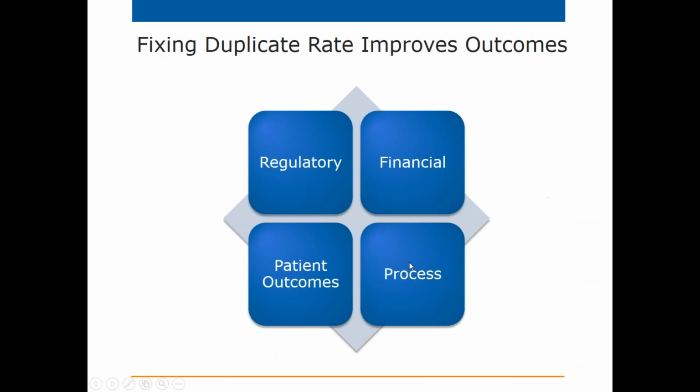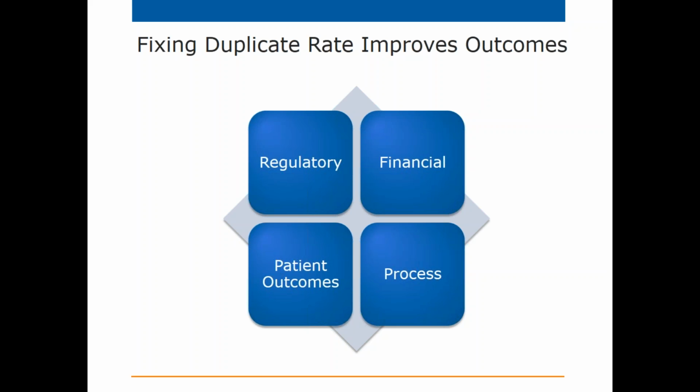Fixing duplicate rate improves outcomes, obviously. So regulatory provides better results for your public health or incentive payment programs. You know, there's obviously numerators and denominators in there. So getting unique patients down so that it's a truly valid number. Financial ensures accurate billing, ensures correct insurance, reduces costs of unnecessary tests, those types of things. Patient outcome ensures accurate diagnosis and treatment for the patient, or treatment protocols.